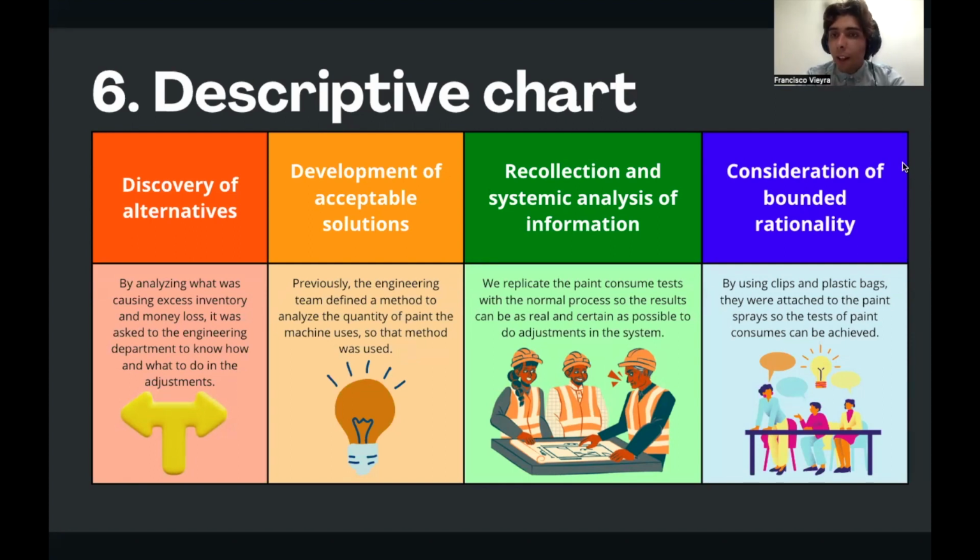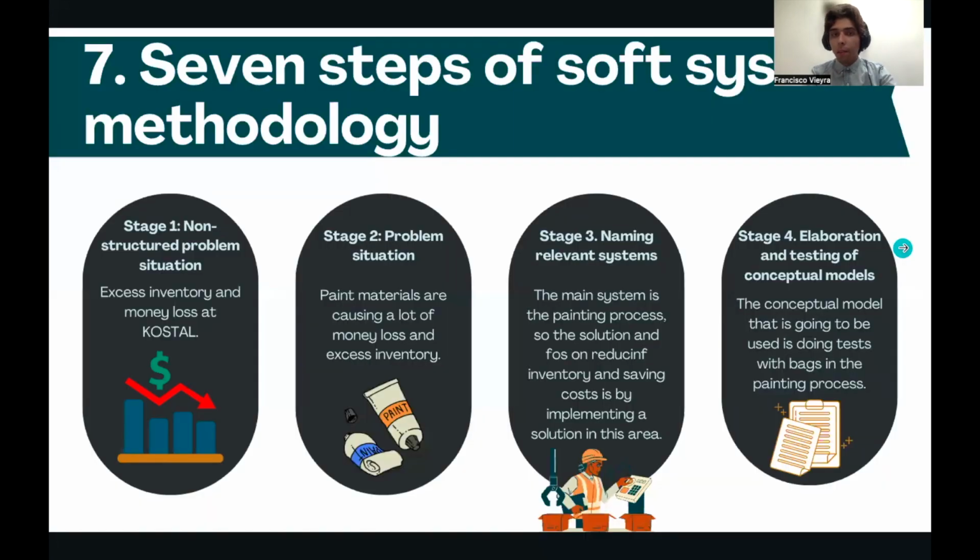And finally, consideration of boundary rationality. By using clips and plastic bags, they were attached to the paint sprays, so the test of paint consumes can be achieved. The 7 steps of the systems methodology in this problem are the following.